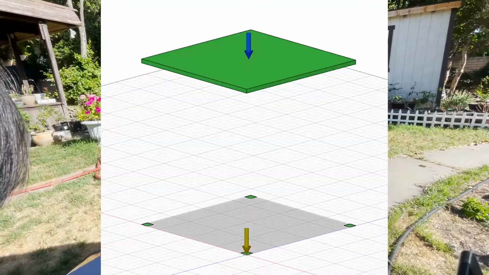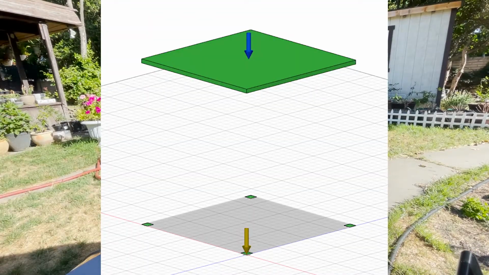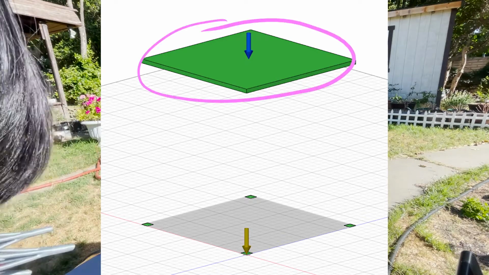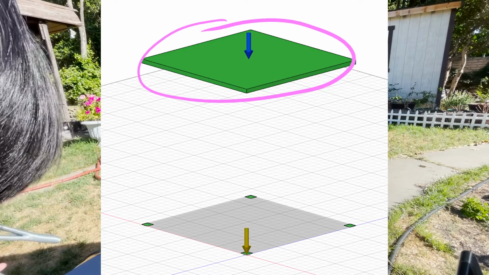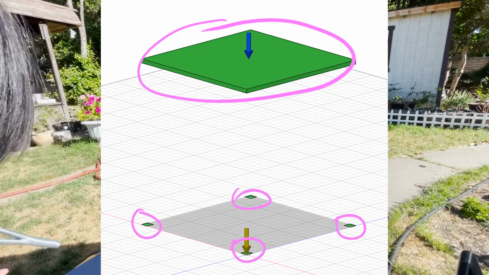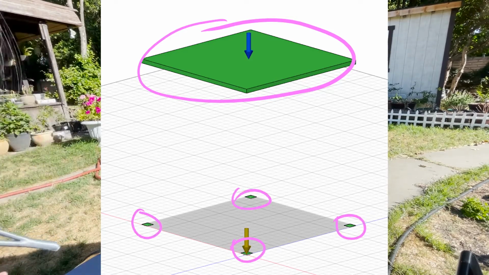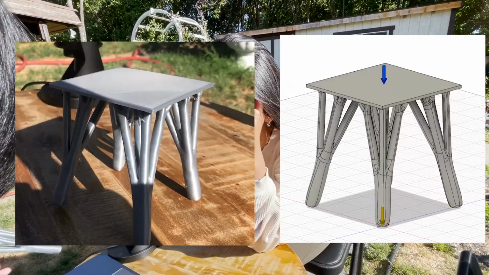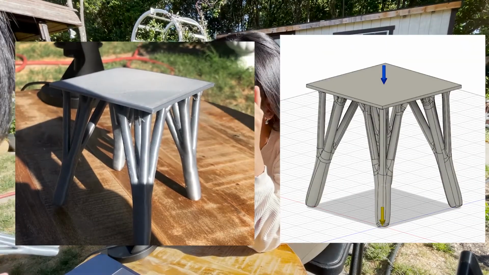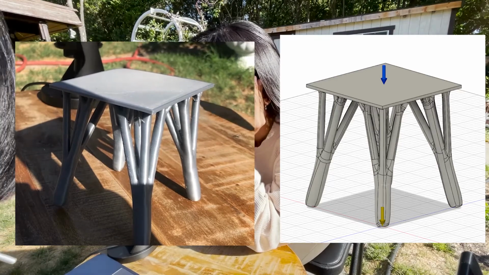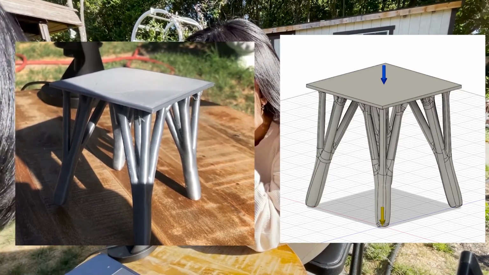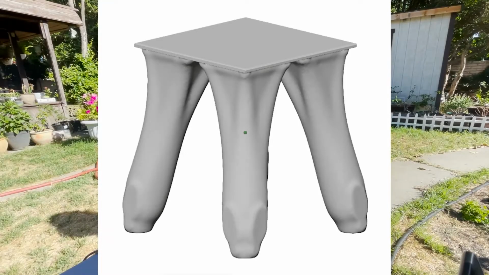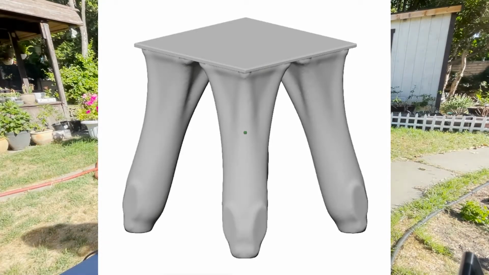All you have to do is define the geometries that you want the computer to keep. So in this case, this top part is just this part. And I told the computer that I want the legs of the chair to make contact with the ground at these 4 points here. And the computer generates all the geometries in the middle. And the way it generates something like this is by first randomly generating legs.